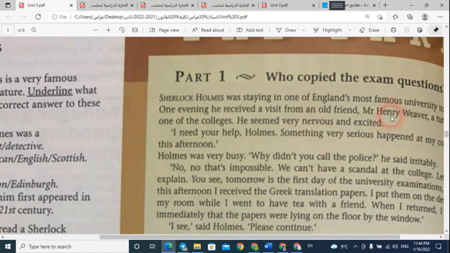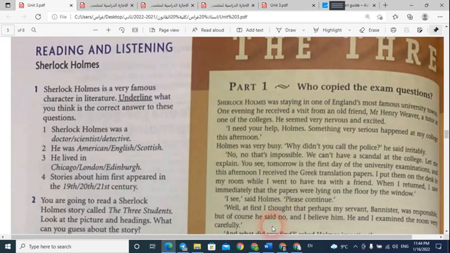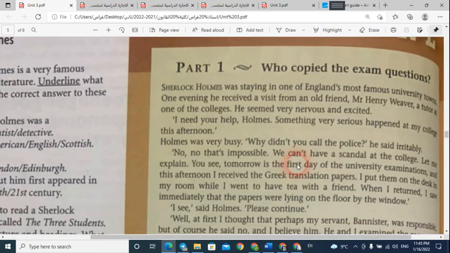Who copied the exam questions? Sherlock Holmes was staying in one of England's most famous university towns. One evening, he received a visit from an old friend, Mr. Henry Weaver, a tutor at one of the colleges. He seemed very nervous and excited. Henry Weaver seemed very nervous and excited. "I need your help, Holmes. Something very serious happened at my college this afternoon."